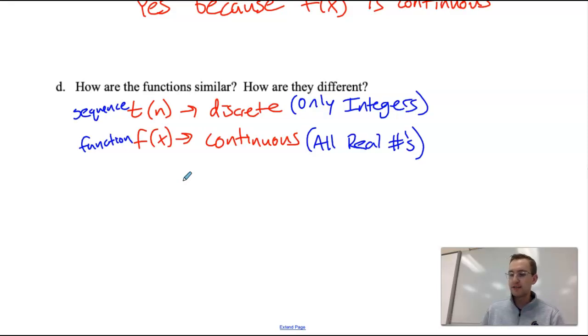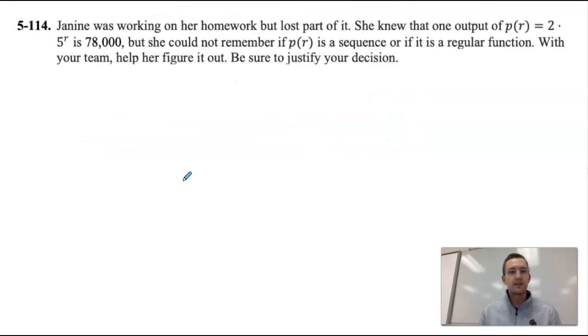We're going to do 114 right underneath where we're at here. So let's see what we got going on. Janine was working on her homework but lost part of it. She knew that one output of P of R, the function or the equation P of R is equal to 2 times 5 to the R, is 78,000. But she couldn't remember if P of R is a sequence or if it's a regular function. So with our team, we want to help her figure it out.